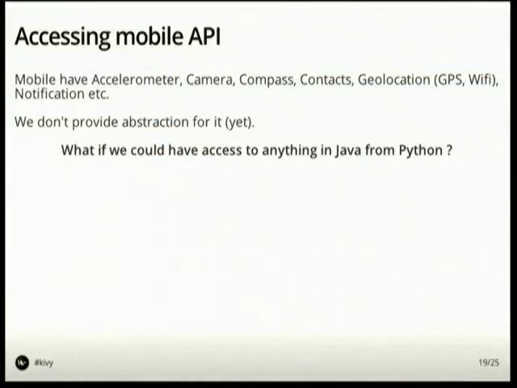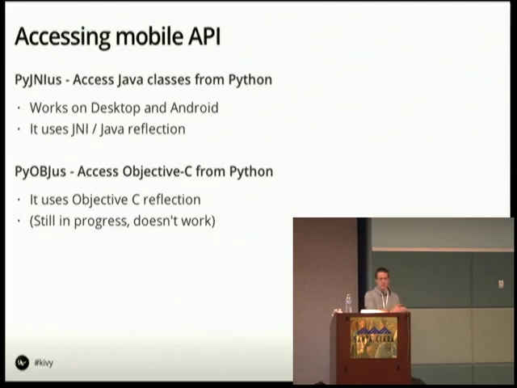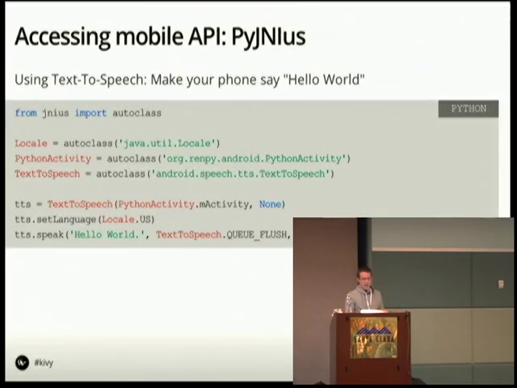So we created two other projects. The first one is PyJnius. This is a library you can just import and access any Java class from Python. So you write Python, and you can access the Java API. And we started to do the same for Objective-C. It's called PyOBJus. Here is an example.